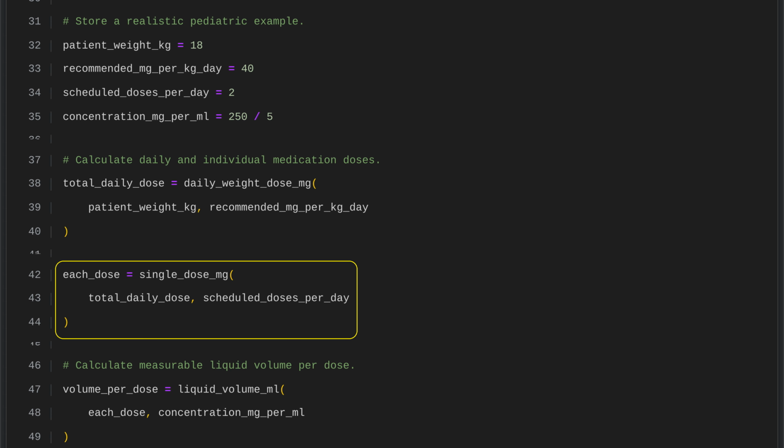To calculate each medication dose, divide the total daily dose by the number of doses taken per day. This gives the milligrams needed for one dose and helps distribute the medication evenly to maintain consistent therapeutic levels.